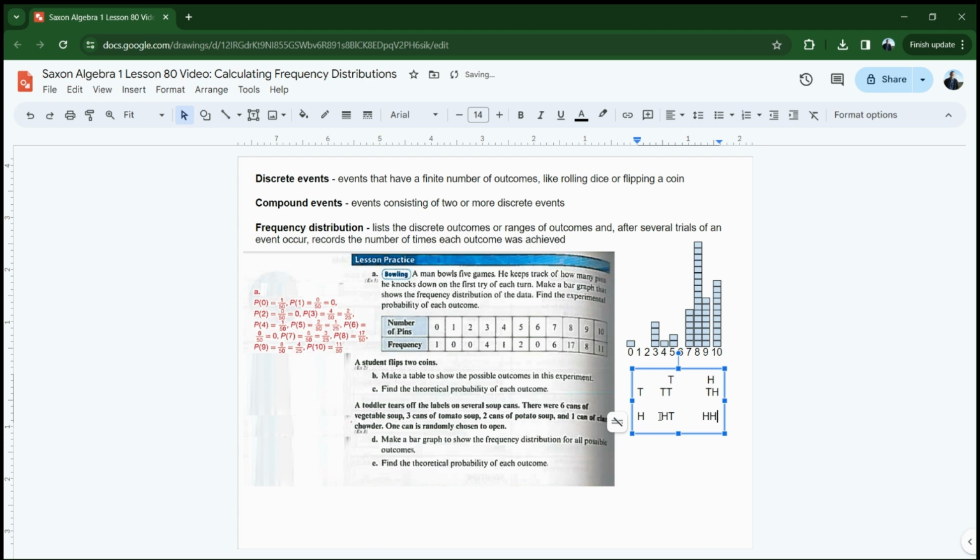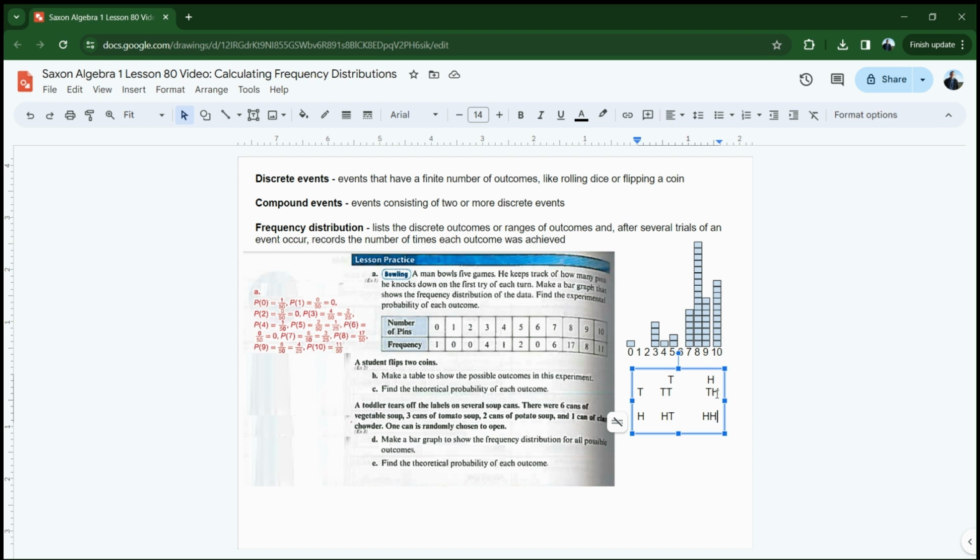Okay, so let's just read what it says. Make a table to show the possible outcomes in this experiment if you flip 2 coins. If order matters, there's 4 different outcomes. If order doesn't matter, all I care is whether it was 2 tails, 2 heads, or 1 tail and 1 head. Then order doesn't matter, and these 2 are actually the same outcome.